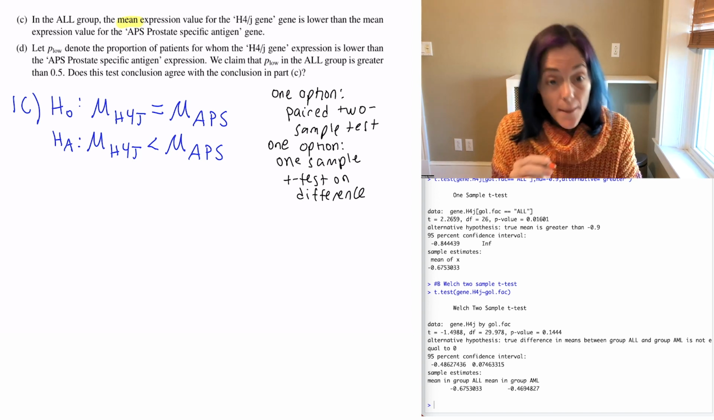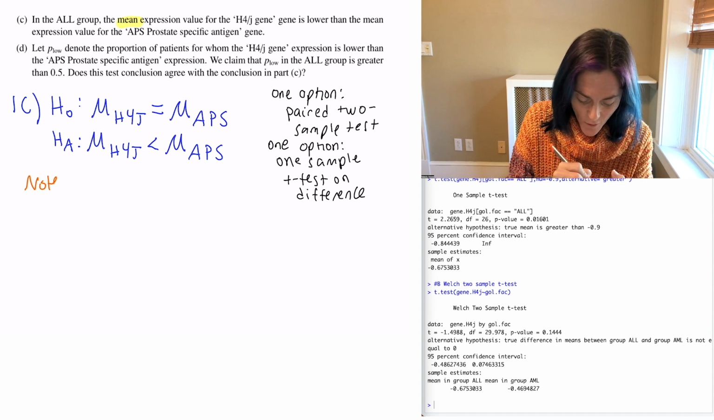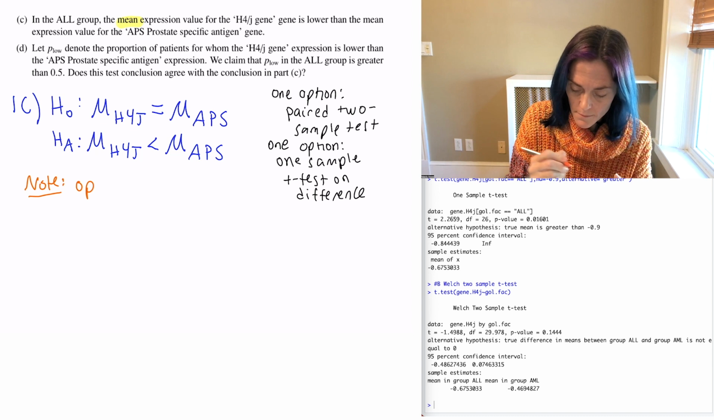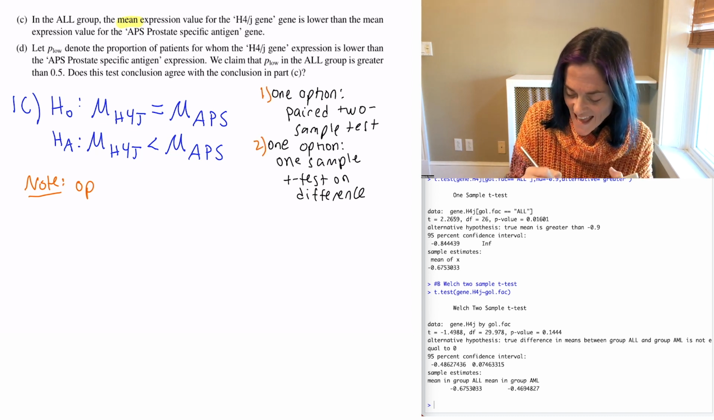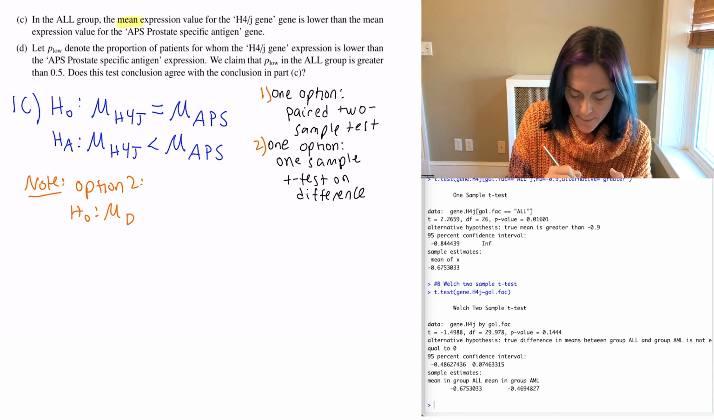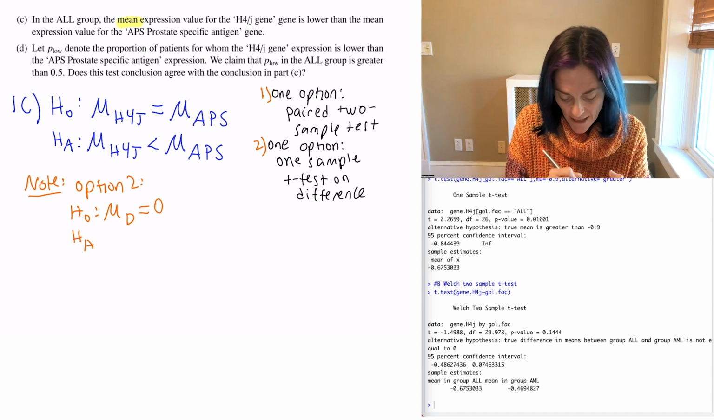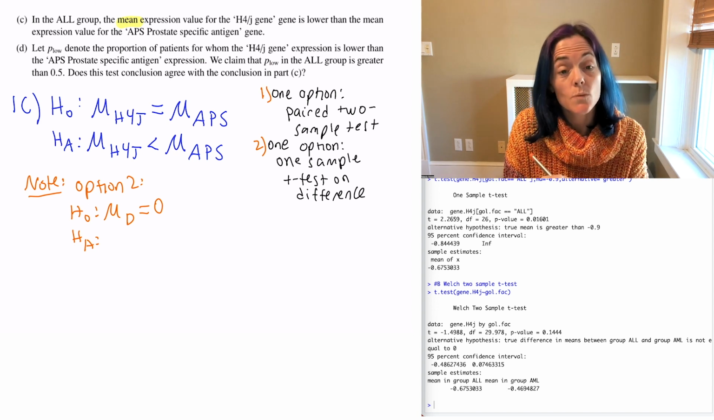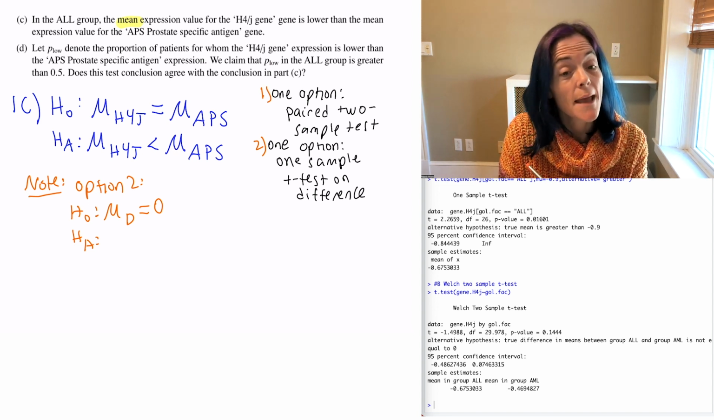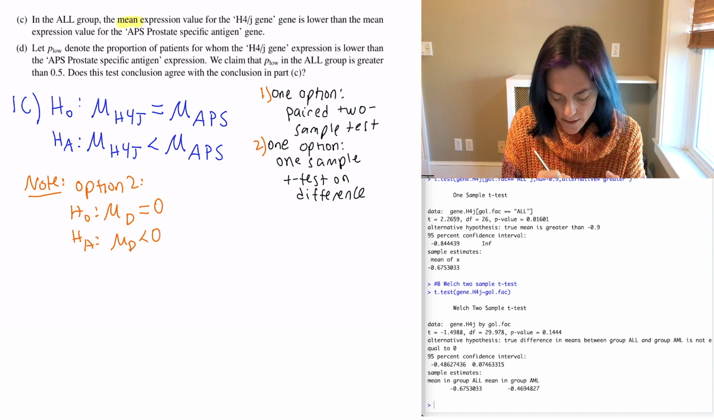So maybe let me just mention, I'll do this in orange. I'll label these, say, option 1 and 2. In option 2, really our null hypothesis is that the difference is 0. And our alternative hypothesis would be, let's see, if we take H4J minus APS, that the difference is less than 0.